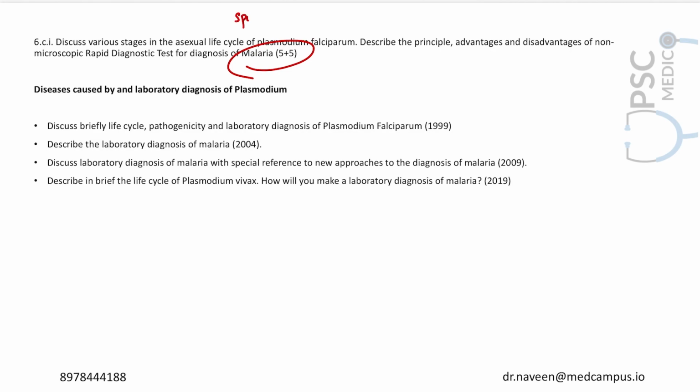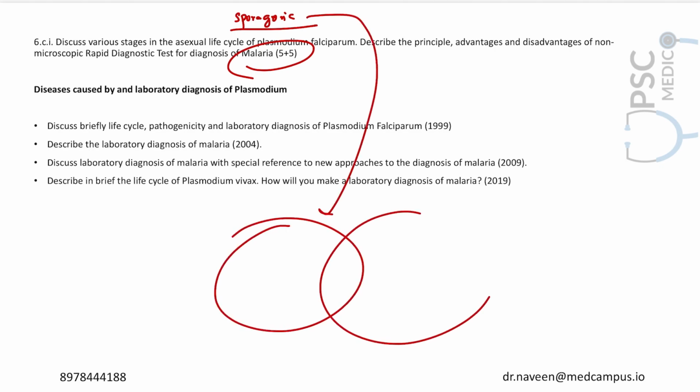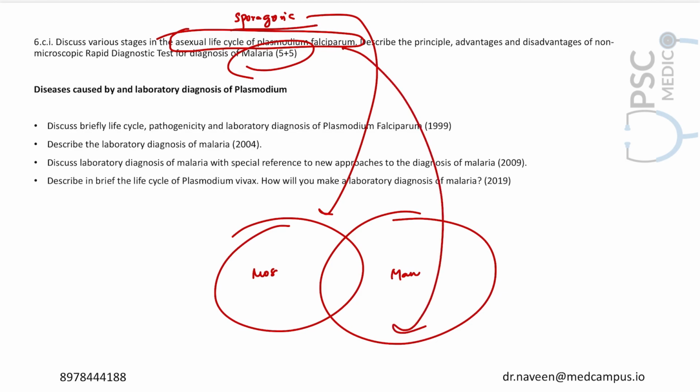If you are a part of my test series, I did ask about the sporogonic cycle, and many of the students got confused. What is this sporogonic cycle? Just to be on the safer side, most of the students drew both sexual and asexual phases of the life cycle. The asexual life cycle is in man, the sexual cycle is in the mosquito. Here they're asking you the asexual life cycle of Plasmodium falciparum. So if you can just mention pre-erythrocytic and erythrocytic cycles, it's okay. Please don't mention the exoerythrocytic cycle here.